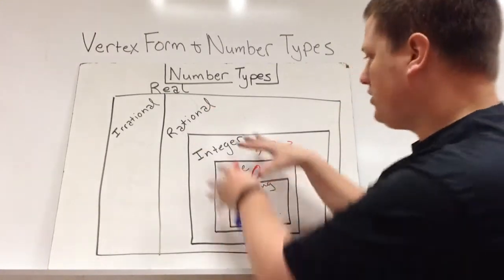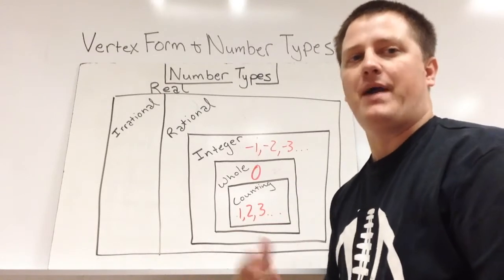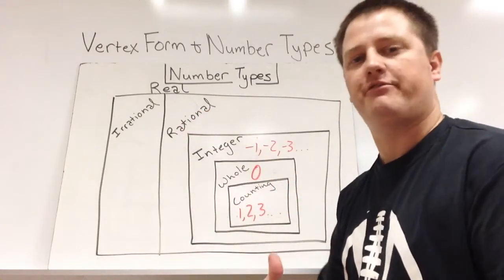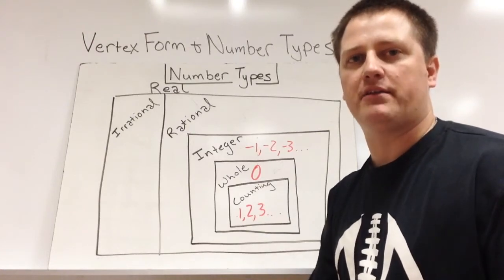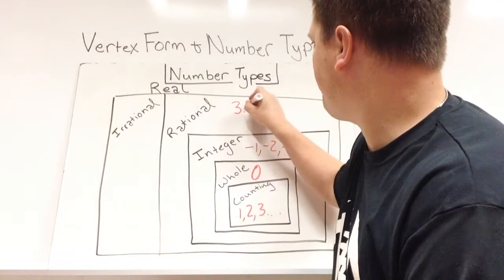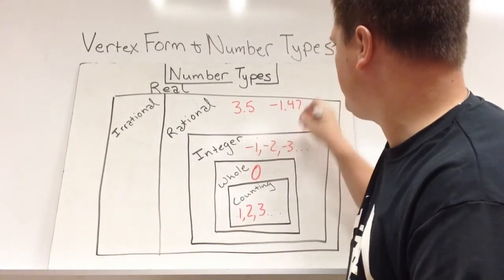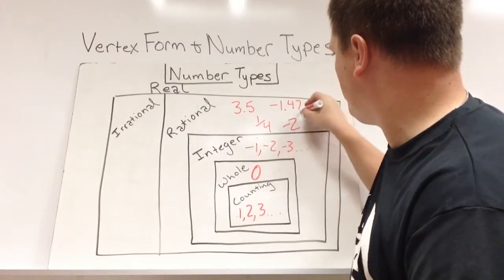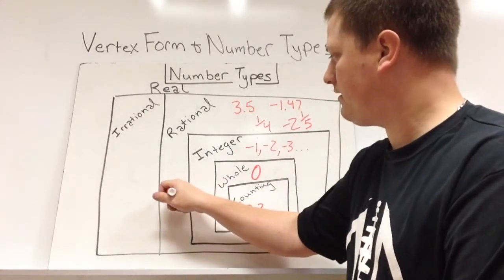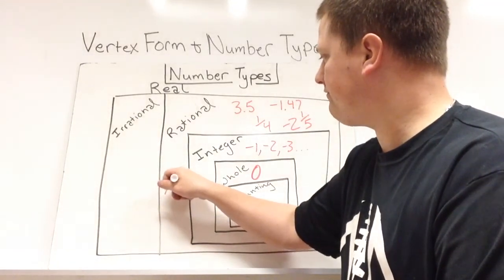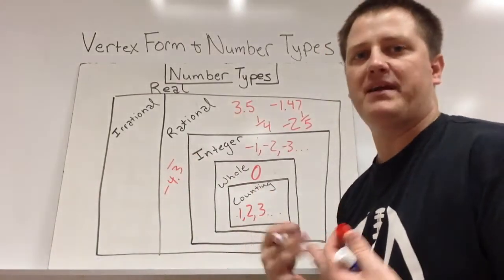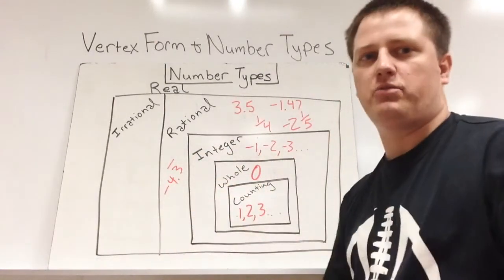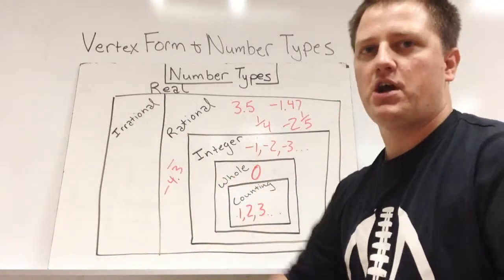Our rational numbers again include all of these squares, but rational numbers are any number that can be turned into a fraction. The word ratio is in it, and ratio is a fraction. So any fraction or any decimal that can be written as a fraction is rational, such as 3.5, -1.47, 1/4, 2 and -2 and 1/5, -4.3 repeating. So basically anything that can be written as a fraction. These are all kind of grouped together. That's why I used red. I'm not going to use blue because irrational numbers are their own separate thing.